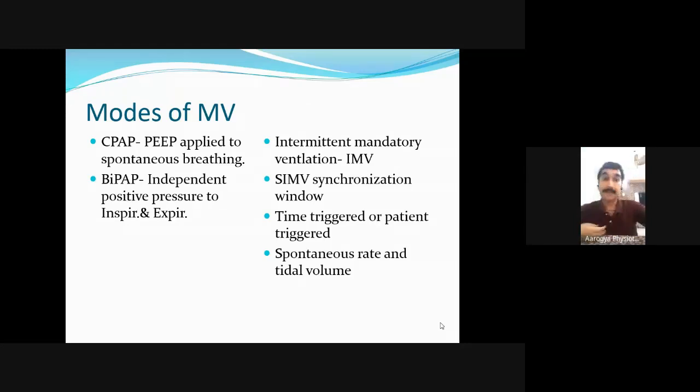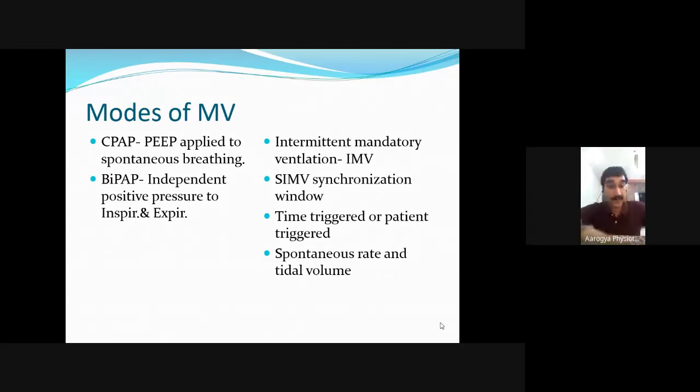So SIMV mode is usually put up when we want to wean off the patient, when the patient is improving, when there is only partial ventilatory failure. When we want to take the patient off the ventilator, we will put the patient on SIMV mode.